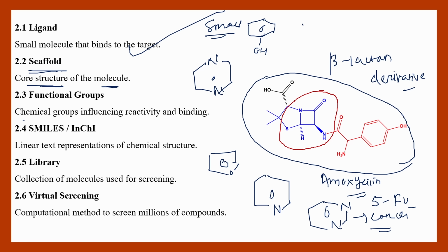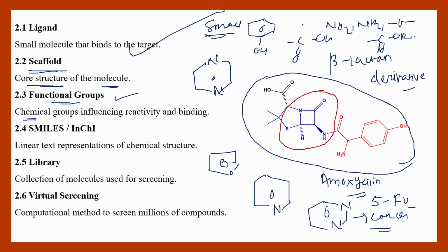Then the functional groups. It is the most important one. What are functional groups? A functional group may be nitro, amine, ether, or ester. There are various functional groups, carboxylic acids, then alcohols. So the functional groups are helpful for the activity of the ligand molecule. Let me give you an example, as I have given here an example of phenol.